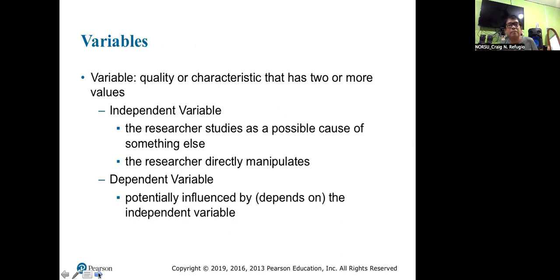Variable, as defined earlier, is a quality or characteristic that has two or more values. Then we classify variables as independent variable and dependent variable. The independent variable is what the researcher studies as a possible cause of something else. The researcher directly manipulates it. The dependent variable is potentially influenced by, or depends on, the independent variable.